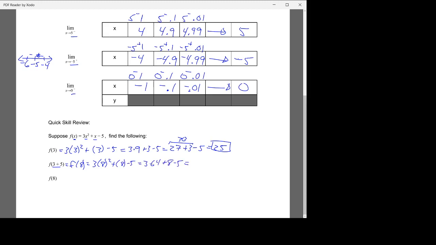So what is that? 180 plus 12? 192 plus 8 minus 5. And again, pick 2 of them. You got 200. Now 200 minus 5, 195. Sounds about right. And then f of 8, we just did it. So 3x squared plus x minus 5.